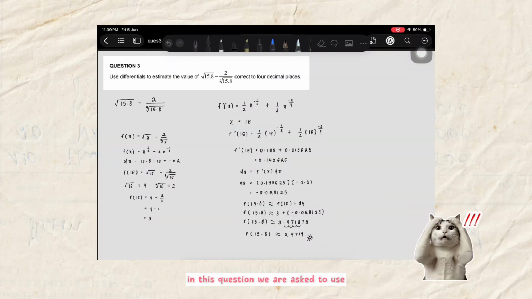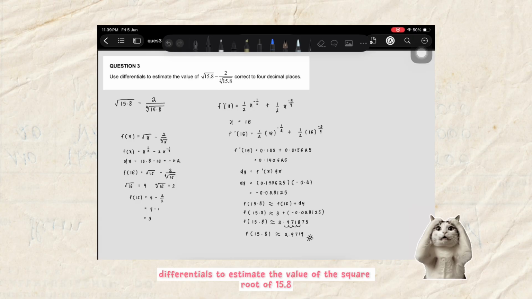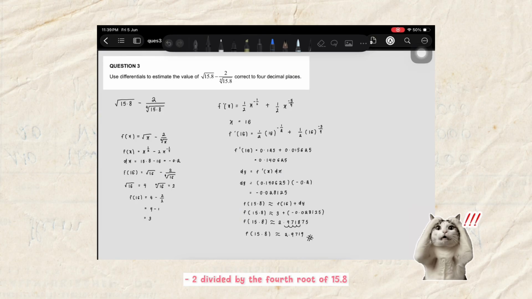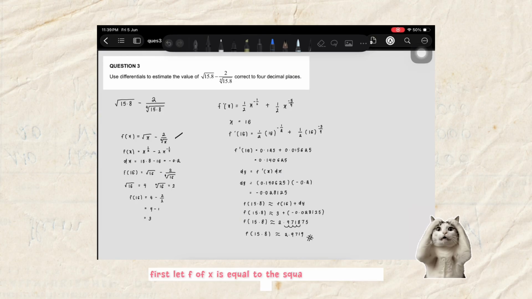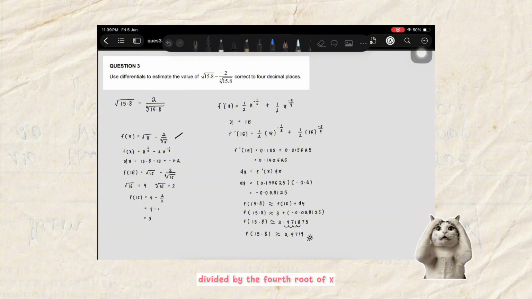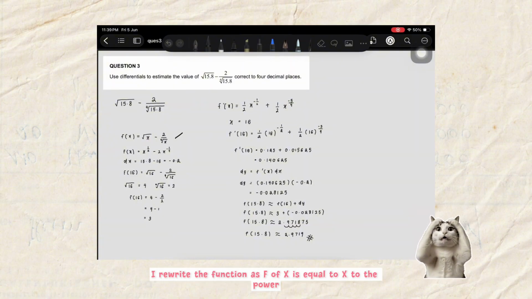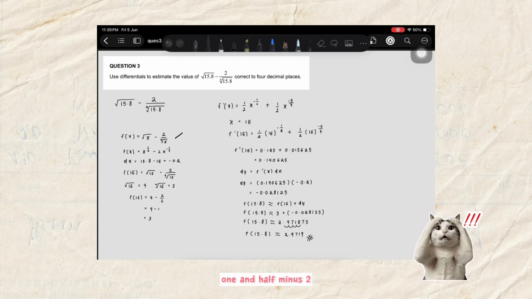In this question, we are asked to use differentials to estimate the value of the square root of 15.8 minus 2 divided by the fourth root of 15.8. First, let f of x be equal to the square root of x minus 2 divided by the fourth root of x. To differentiate more easily, I rewrite the function as f of x equal to x to the power of 1/2 minus 2x to the power of negative 1/4.